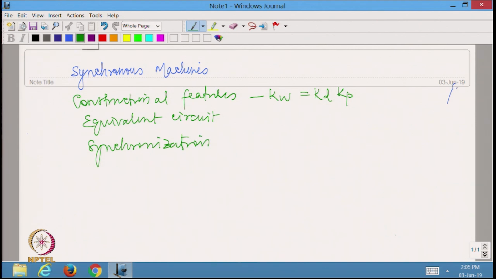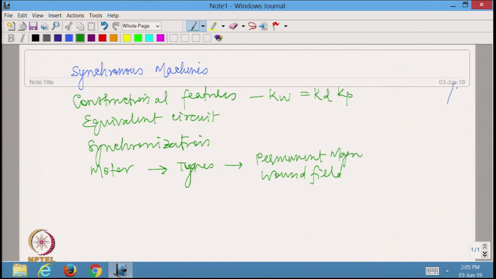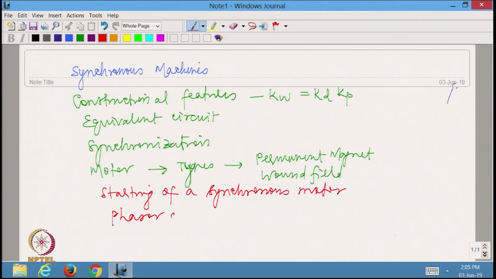Then we also talked about how a synchronous machine can work as a motor, what the different types are, like a permanent magnet synchronous motor or wound field synchronous motor. So, we had looked at these two mainly. Then I had also talked about starting of a synchronous motor. Then ultimately we had also talked about the phasor diagram of a synchronous motor. This is where we stand.